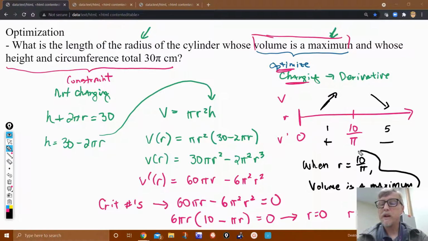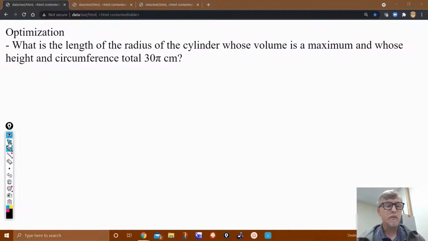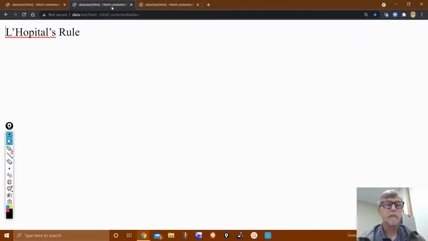So this is an applied way of using the first derivative test. And I think it's important to also talk about the fact that, in this context, radius cannot be negative. Okay? All right. So our next order of business is to talk about something called L'Hopital's rule.